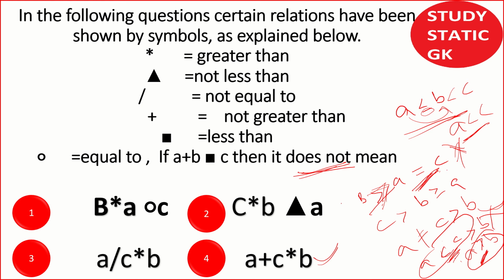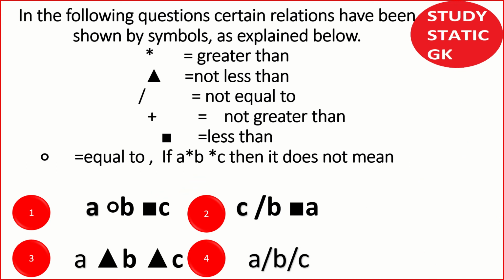So this may be a possible case because less than or equal to is there, but here it is definitely saying that B is greater than A. That means A not equal to C, because B is greater than A, and that means C should also be greater than A, but never B is equal to C. Right, so this one does not mean. So next question.